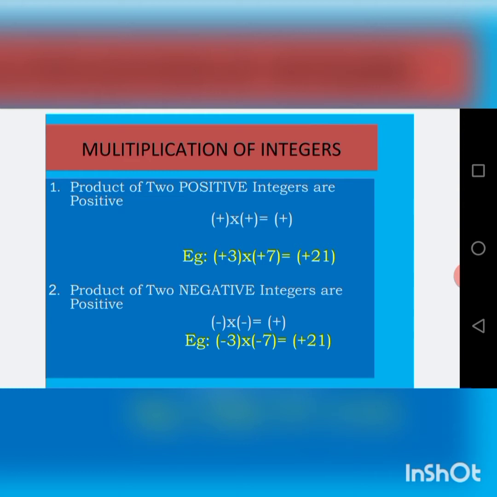Second rule, the product of two negative integers is also positive. If we take two negative integers, minus into minus is equal to plus. Same sign, we will get positive as the answer. Example, minus 3 into minus 7 is equal to plus 21.